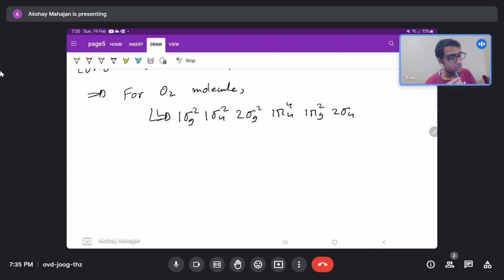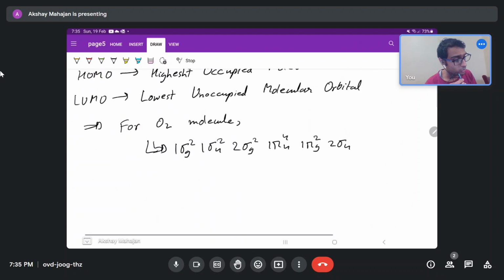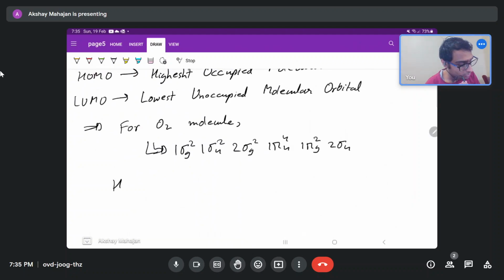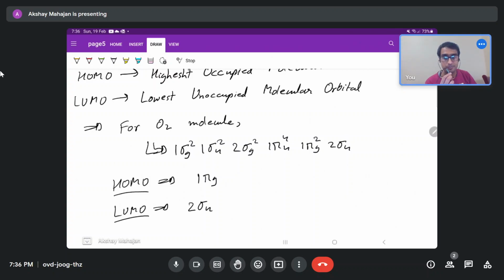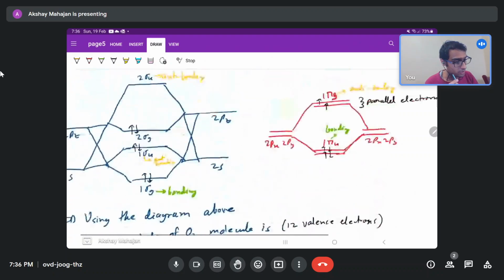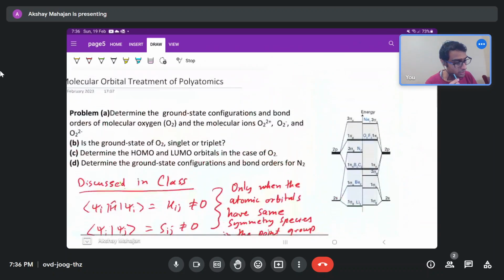Just looking at this configuration, we now go to the HOMO, which is the highest occupied molecular orbital. The highest occupied orbital is 1 pi g, so the HOMO is 1 pi g. For the LUMO, the lowest unoccupied orbital, the 1 pi g is occupied, and only the highest antibonding orbital, 2 sigma u, is unoccupied, so the LUMO is 2 sigma u. Alright, so we can find the HOMO and LUMO orbitals like this, and then we can determine the ground state configurations.